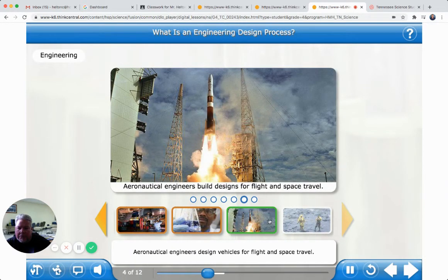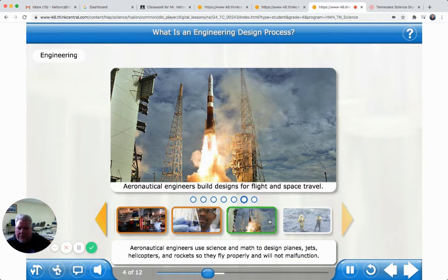Aeronautical engineers design vehicles for flight and space travel. Aeronautical engineers use science and math to design planes, jets, helicopters, and rockets so they fly properly and will not malfunction.